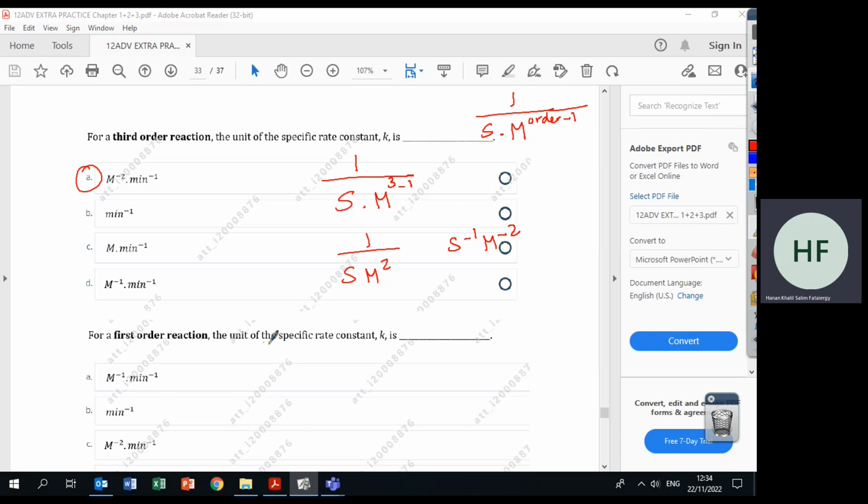Okay, here first order reaction. So 1 over s times m to the order minus 1. The order is 1 minus 1. 1 over s m to the power 0 is 1. So the unit will be s minus 1 or minute minus 1.